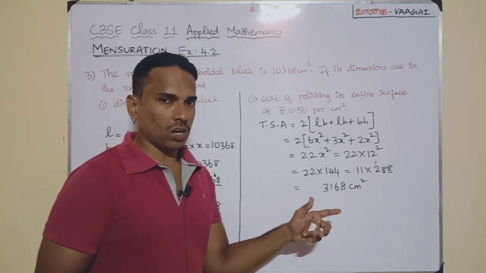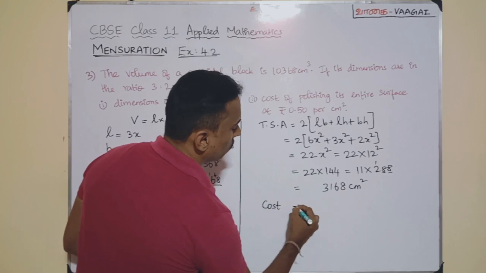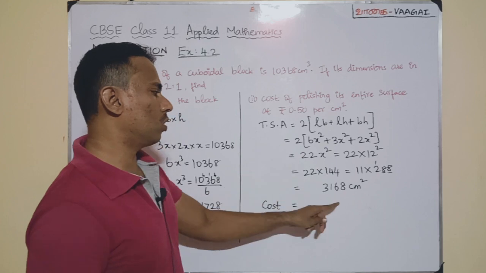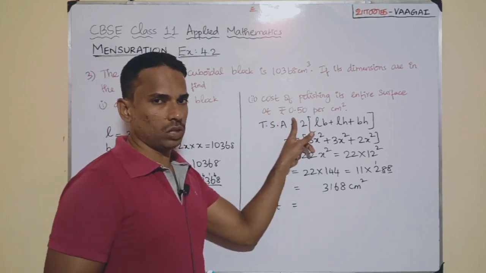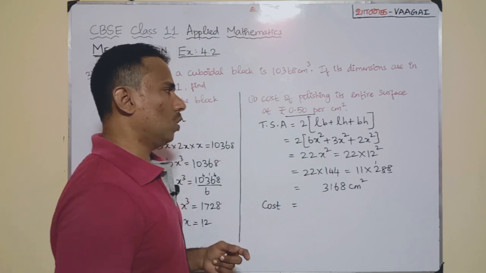But of course, this is not our question. Our question is to find out the cost. Okay. So what about the cost of polishing this cuboid? This is going to be the question. Now what about the cost? Cost is going to be very simple. We know the cost is already given there in the question. It is given like 0.50 per centimeter square.